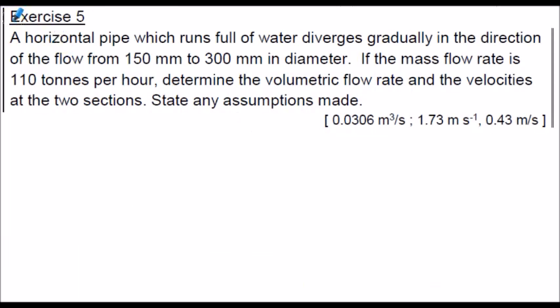And here's exercise 5. Again, I'll leave you to review the question at your own pace. We have to calculate the volumetric flow rate and the velocities at the inlet and the outlet. Answers shown in the bracket. The full work solution will be shown on the following slides.